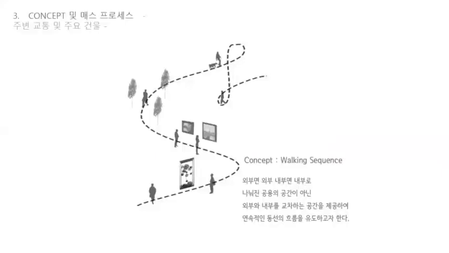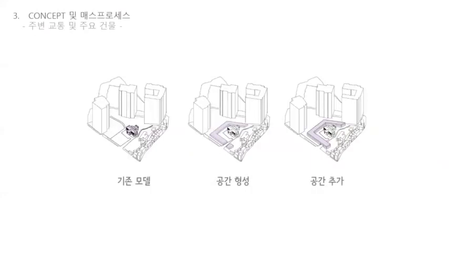As a concept, we want to provide a continuous space that intersects the outside and inside, not just the road of the passageway. The following is the design process. Let's look at the process of the final plan from the existing Hajong Museum of Art model.